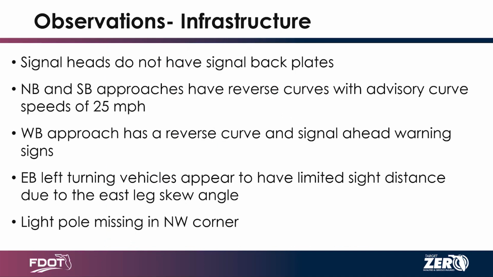Then looking at infrastructure at the actual intersection. Signal heads don't have backplates, which adding those would be a great way to increase visibility for drivers, especially at nighttime. The north and southbound approaches do have reverse curves with advisory speeds of 25 miles per hour. The westbound approach has a reverse curve and a signal ahead warning sign. Eastbound left turn vehicles do appear to have some sight distance issues due to the skew of the intersection. And there is a light pole missing on the northwest corner of the intersection.